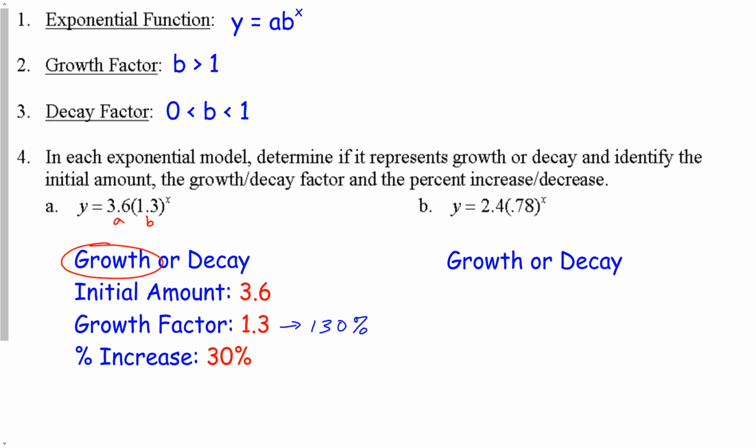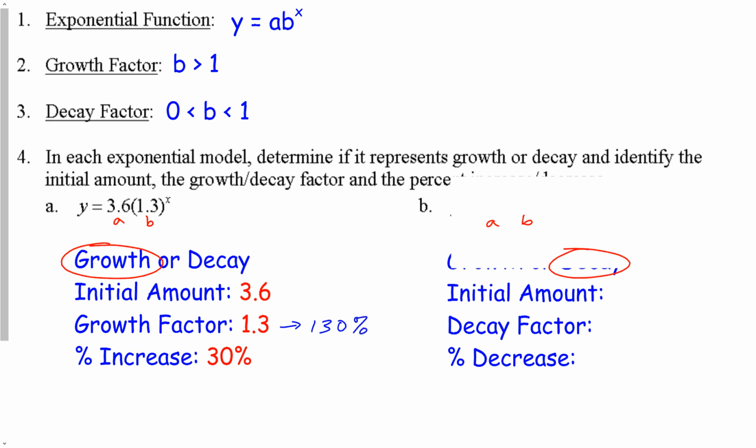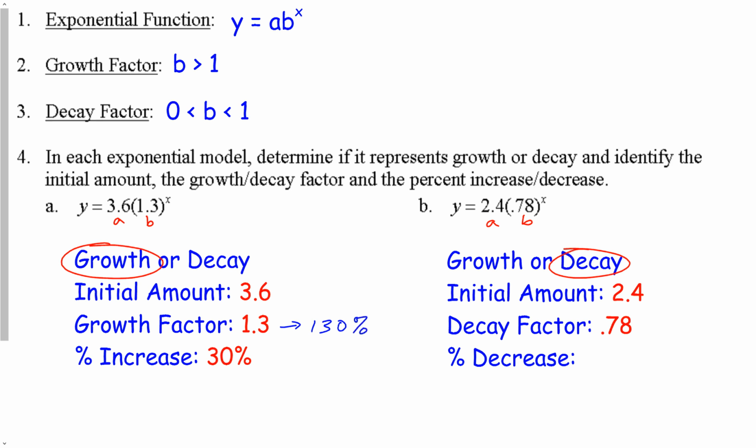For B over here, we again have the A value and the B value. This would be exponential decay because we have a B value that is less than 1, between 0 and 1. So now the initial amount here again is the A, so it's 2.4. The decay factor is your B value, so that's 0.78.